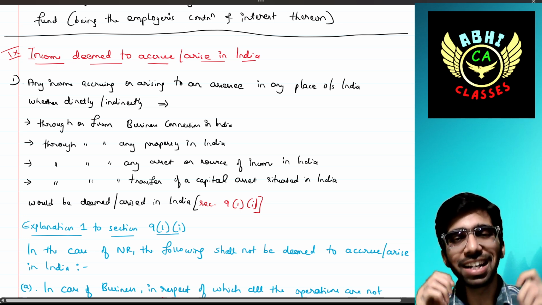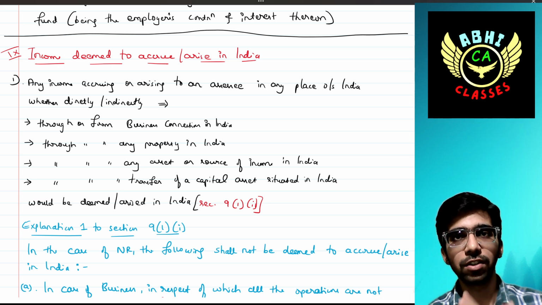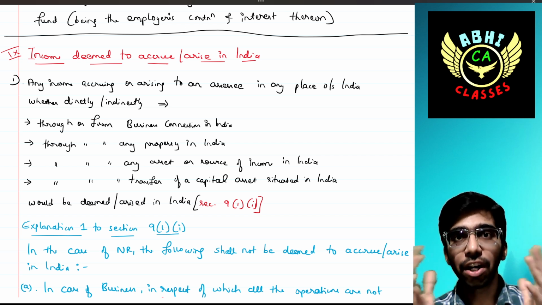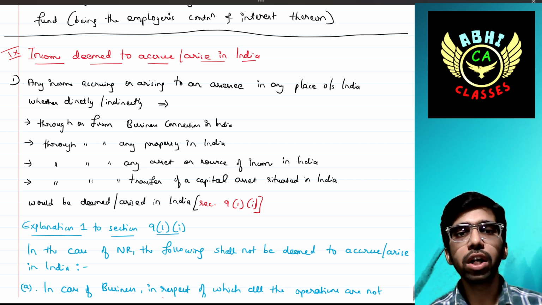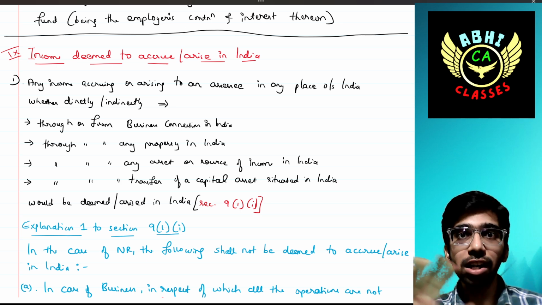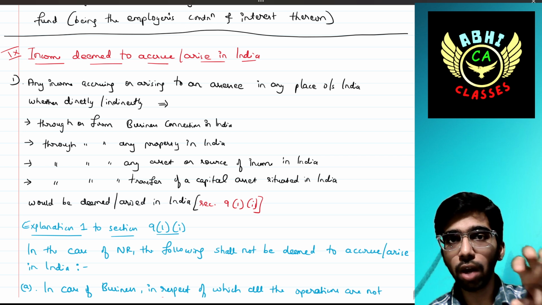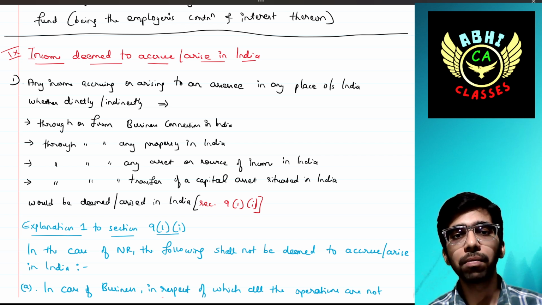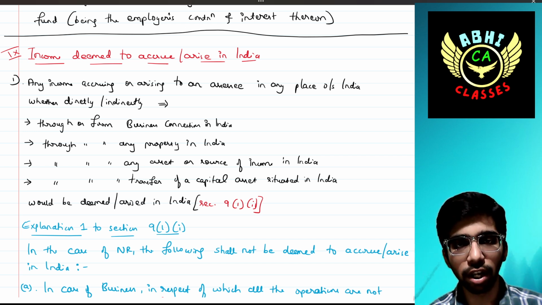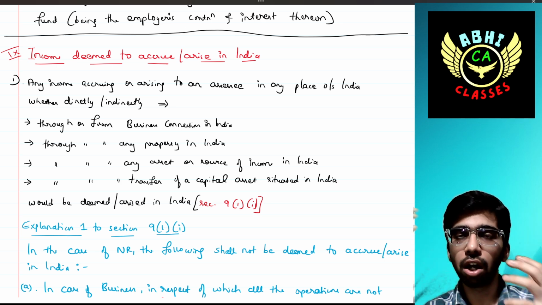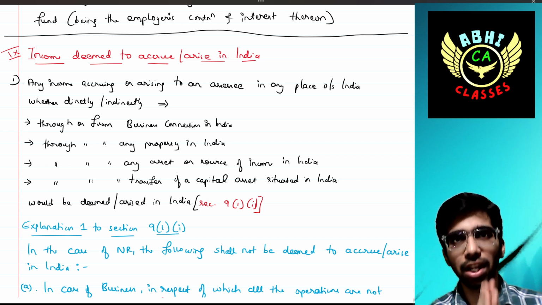Without wasting further time, we'll continue the last part of this chapter: income deemed to accrue and arise in India. What do you mean by income deemed to accrue and arise in India? That is income generated in India. Any income accruing or arising to an SSE in any place outside India, whether directly or indirectly, through or from a business connection in India. There will be a business connection in India, that means there will be some person who is controlling the activities. That is called business connection in India.